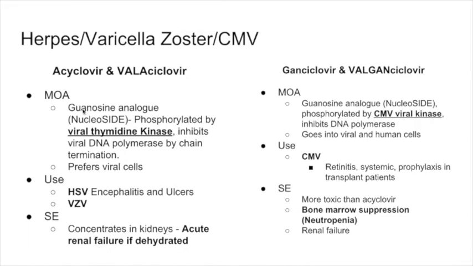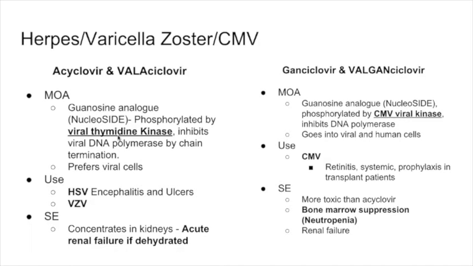How it works is that it's a guanosine analog, a nucleoside analog. It's phosphorylated by an enzyme called thymidine kinase, which is natural to the virus, and it adds a phosphate group to the acyclovir, and it becomes pretty much a base and inhibits viral DNA polymerase by chain termination. The most important thing here is that it's phosphorylated by viral thymidine kinase.